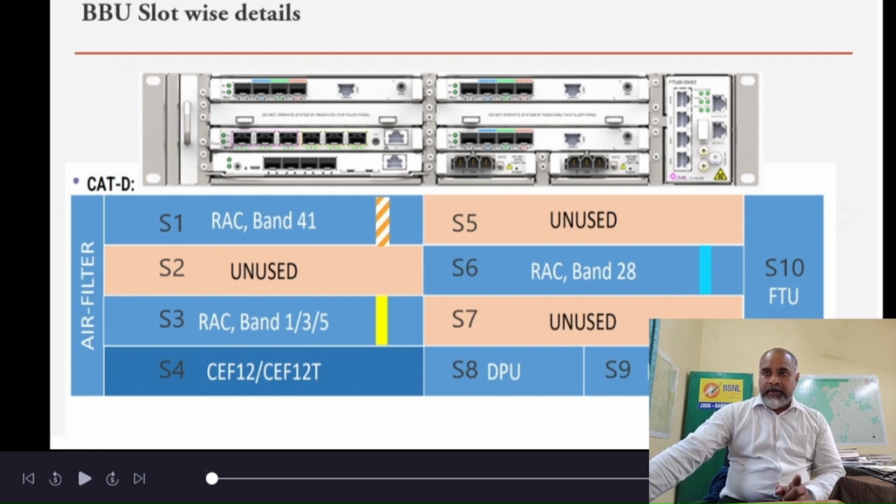Slot number 1 is used for the band 41 RAC card. Similarly, slot number 3 is used for the band 1 RAC card, and slot number 6 is used for the band 28 card. Band 28 is also known as the 700 MHz card. Band 1 is also known as the 2100 MHz card, and band 41 is also popularly known as the band 2500 MHz card.